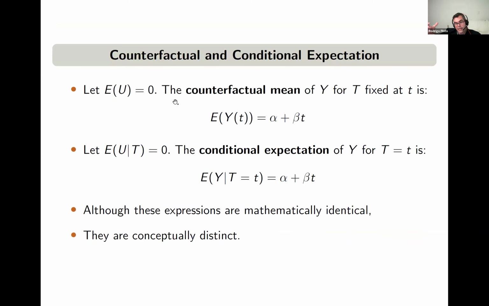Now, just to contrast causality with the statistical operation of conditional expectation, suppose that the mean of my unobserved variable u is equal to 0. Then the expected value of my counterfactual is going to be alpha plus beta t. And if I go outside the world of causality and into the world of statistics, I can assume that the expected value of u conditional on t is equal to 0, so that the conditional expectation of y for t equal to little t is exactly the same expression that we had before. These expressions are mathematically the same, but they are drawn on very different concepts.